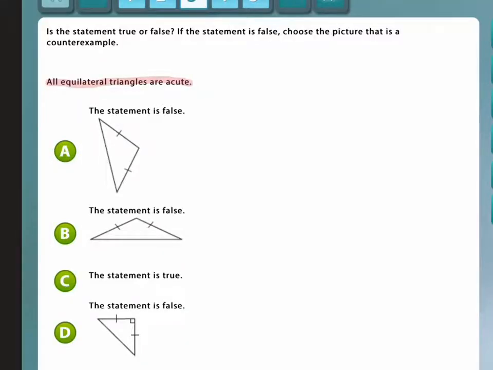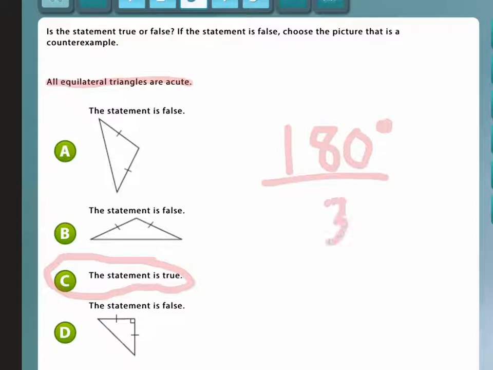All right, next problem. I know right off the bat, all equilateral triangles are acute. And that has to be true because equilateral triangles, by definition, are triangles with 3 acute angles and 3 congruent sides. Again, the total of degrees in a triangle is 180. If you have three angles that are congruent, that means they're all the same. So basically 180 divided by 3, each of those angles in an equilateral triangle will be equal to 60 degrees. And 60 degrees are all acute angles. So all equilateral triangles are also acute.